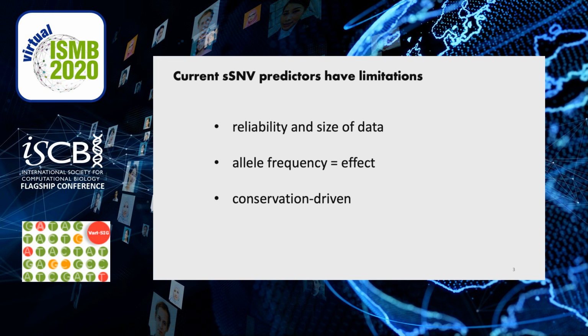There are currently 9 predictors. We reviewed them and found that they may suffer from the following limitations. First, the reliability and size of the data are compromised. Second, most of the predictors account for allele frequencies for effects, and the performance of these predictors is often conservation driven. So to build our own novel predictor, we want to increase the size of the data. We don't want to filter the data by the allele frequencies, and we don't want to incorporate the conservations into the feature set.